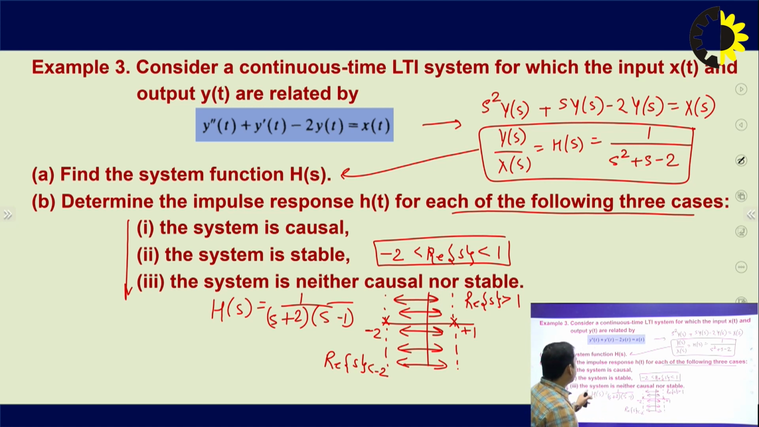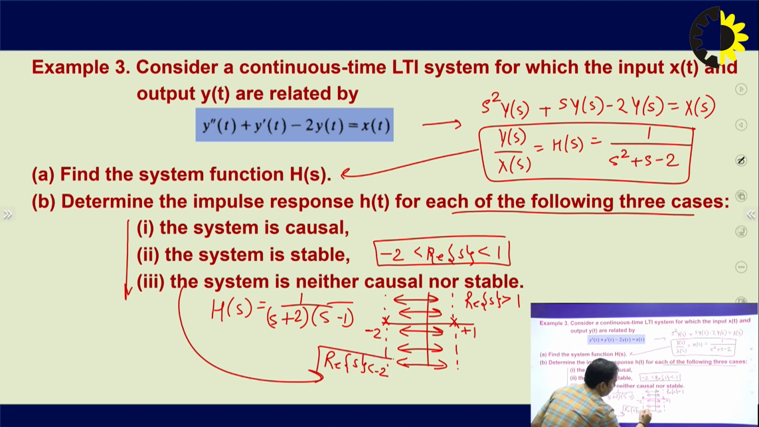And the third case, the system is neither causal nor stable, means definitely it must not contain the j omega axis, and it has to be non-causal. So the system has to be left sided. The answer for this is real part of s less than minus 2, and the answer for the first part is when real part of s is greater than plus 1. For all these three possible cases, we need to calculate what h(t) is.